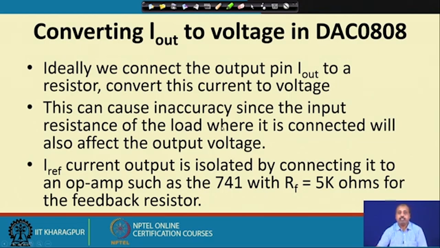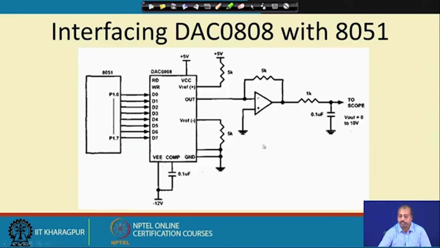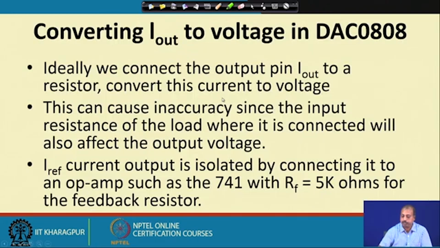So, ideally we connect the output pin I out to a resistor to convert this current to voltage. However, this can cause inaccuracy, since the input resistance of the load where it is connected will also affect the output voltage.